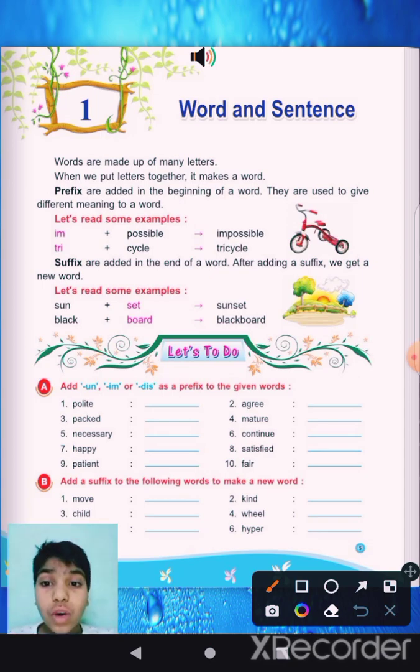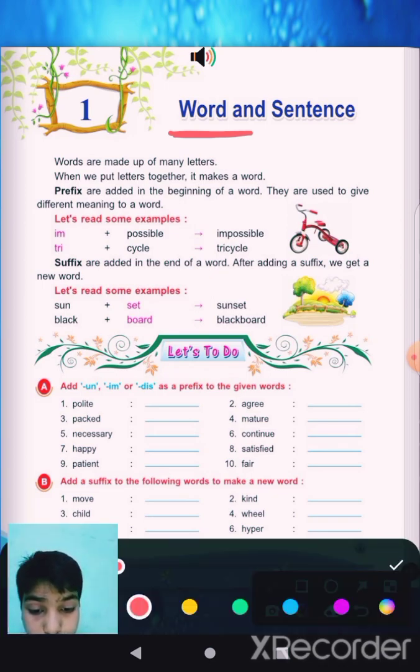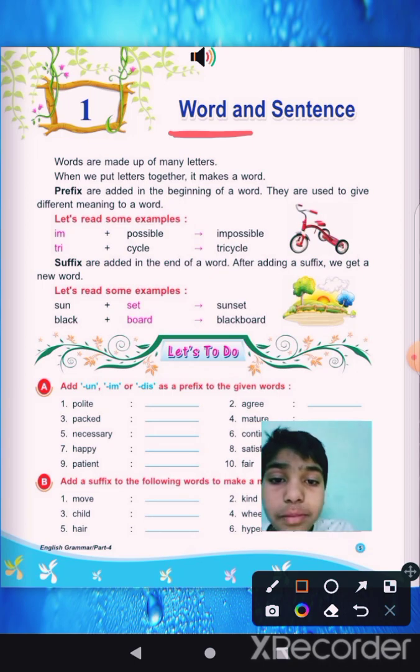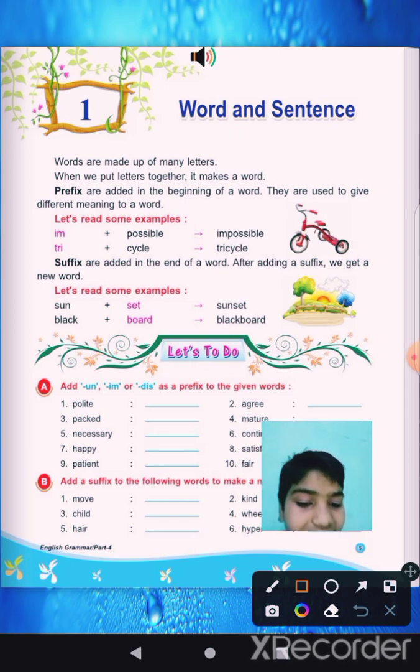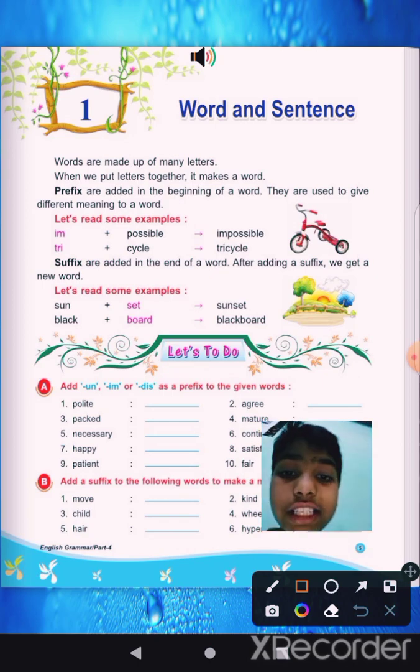Now, words are made up of many letters. What are words made up of? First we will understand about words, then about sentences. So this section is about words. Words are made up of many letters. Let me take another color so you can highlight it. So, words are made up of what? Can anybody tell me? In the first line itself: words are made up of many letters. Let's make a nice rectangle there.